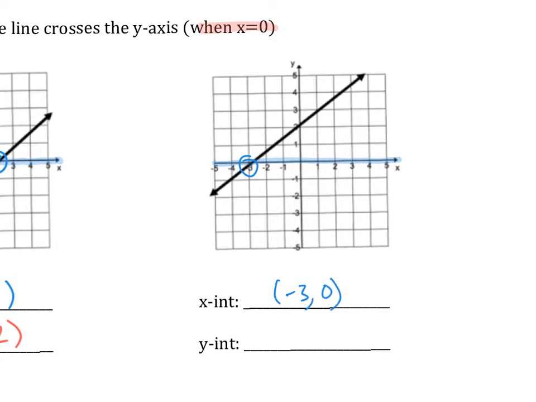Same thing with the y-axis. The y-intercept is going to be where our line crosses the y-axis, which looks like it's at 2. So it's going to be where y equals 2. So x equals 0 there on our y-intercept. So the point (0, 2).